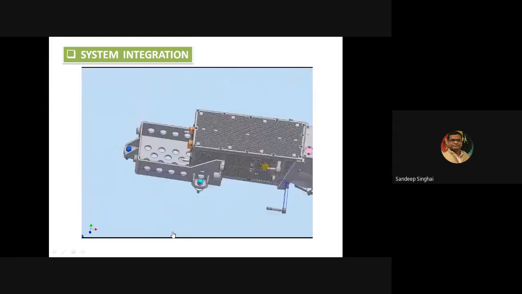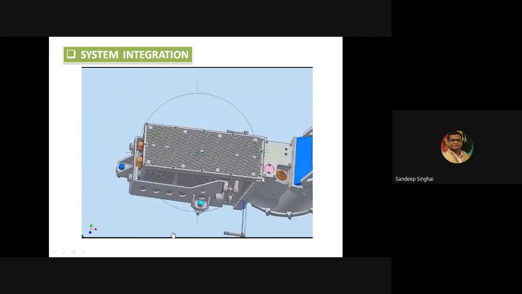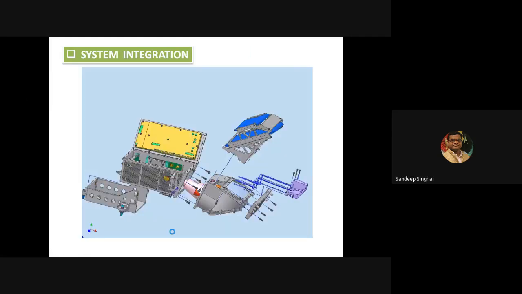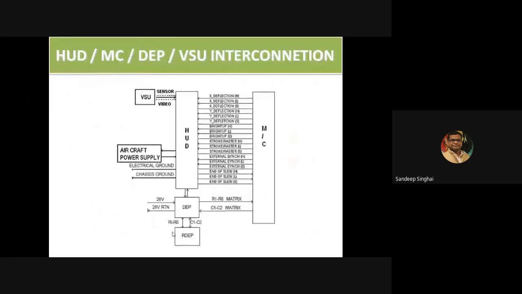And this is the mounting tray, which basically hinges onto the aircraft assembly. And this is how HERD, in a way, is a dumb terminal. It does not have an intelligence of its own. It is given the XYZ information by the mission computer, which is the main computer of the aircraft.